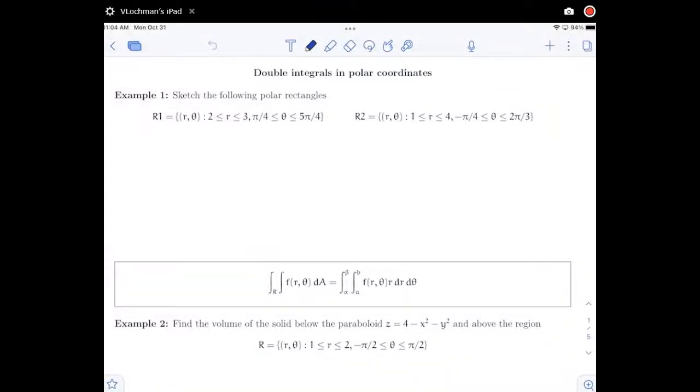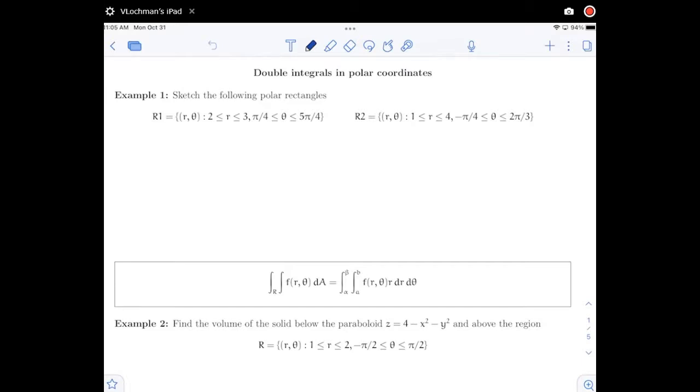So this is session number 18. We're getting there, almost at the end of the semester. So Monday, October 31st, and this is Calculus 3. And today we'll discuss two topics: double integrals in polar coordinates and triple integrals.